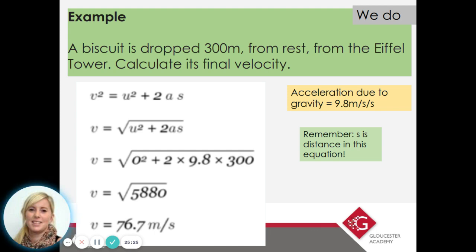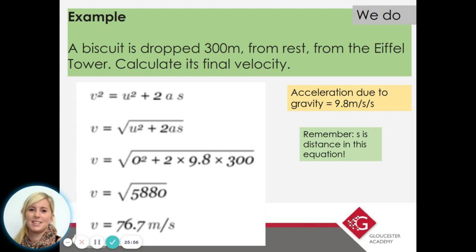Okay, so here's our example. A biscuit is dropped 300 meters from rest. So the 300 meters, okay, is our distance. So that's our S. So when you're reading questions, I would, above 300 meters, just put S, or I would just write distance above it so that I know. From rest, that's the initial velocity. So that's U. So I'd put a U above the rest.